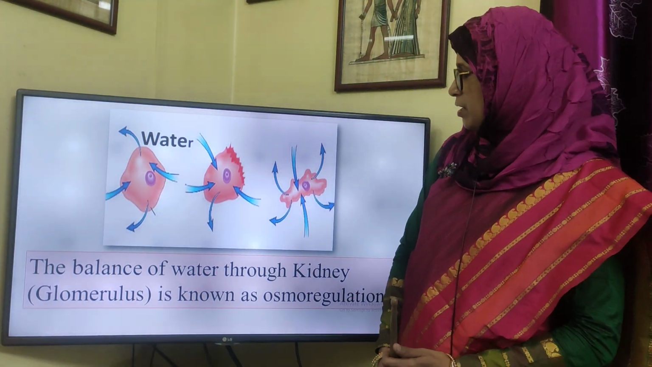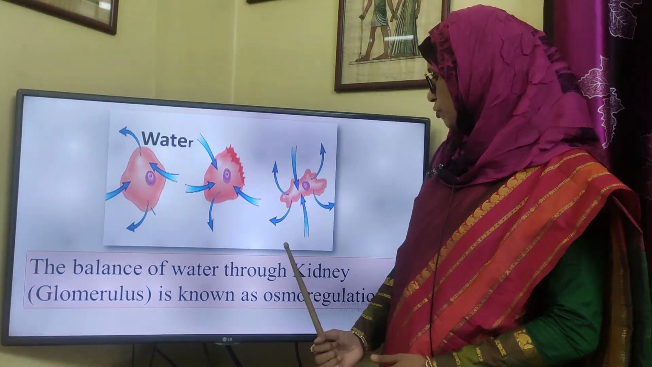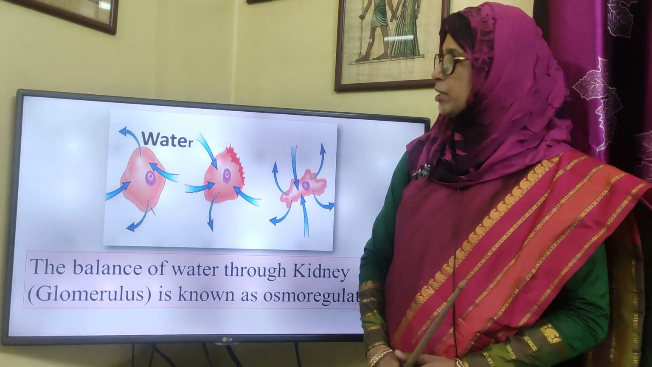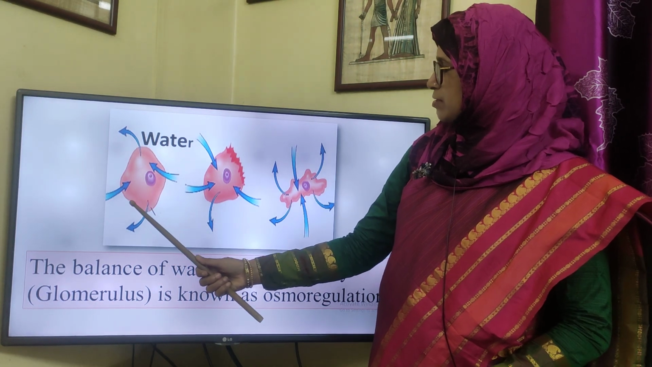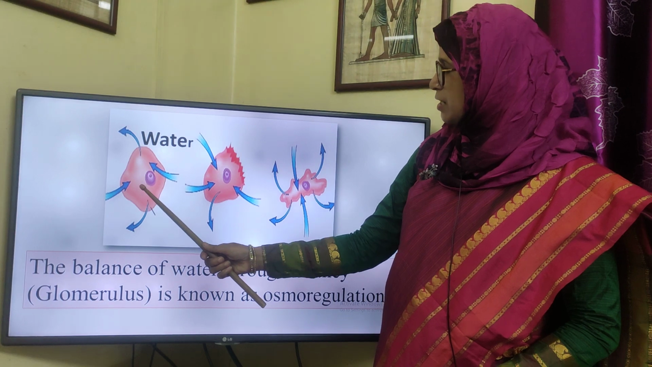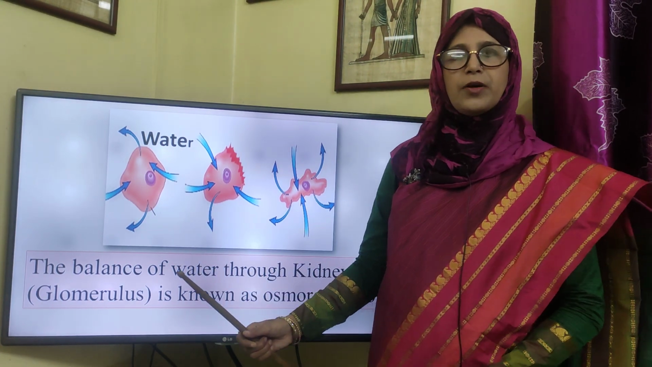osmoregulation. See here, what is osmoregulation? The balance of water. The kidney, especially the glomerulus, is involved in osmoregulation. See the picture here, the first one. Here the water is going from outside to inside, and going out is the same way. That means going out and in are the same.